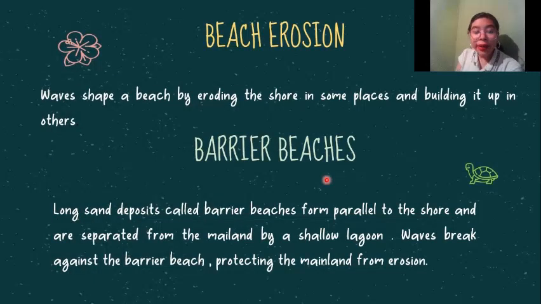Then we have the beach erosion. Here is the information about it. Waves shape a beach by eroding the shore in some places and building it in other places. This is basically when the water washes away the sand and deposits the sand in some places. I'm going to show you a picture later.